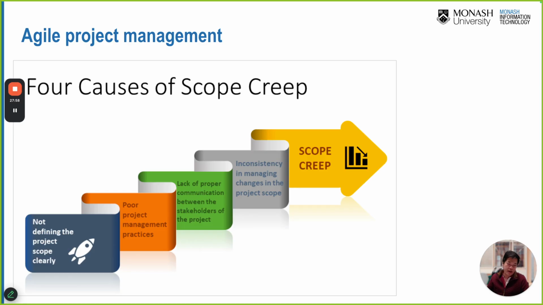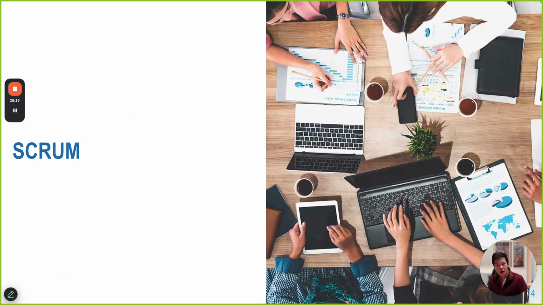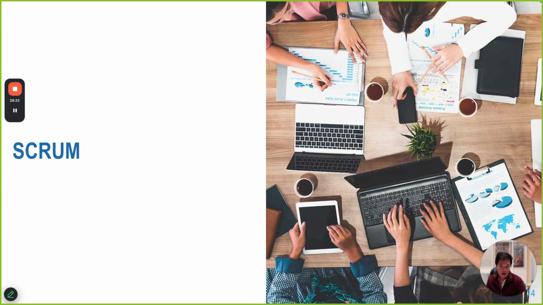So you want to make sure that the project is clearly defined, you apply effective project management practices, you have effective communication with the stakeholder, and you manage the change effectively as well. This kind of thing will prevent the scope creep as much as possible and mitigate the risk. Next one, I want to talk about the Scrum.